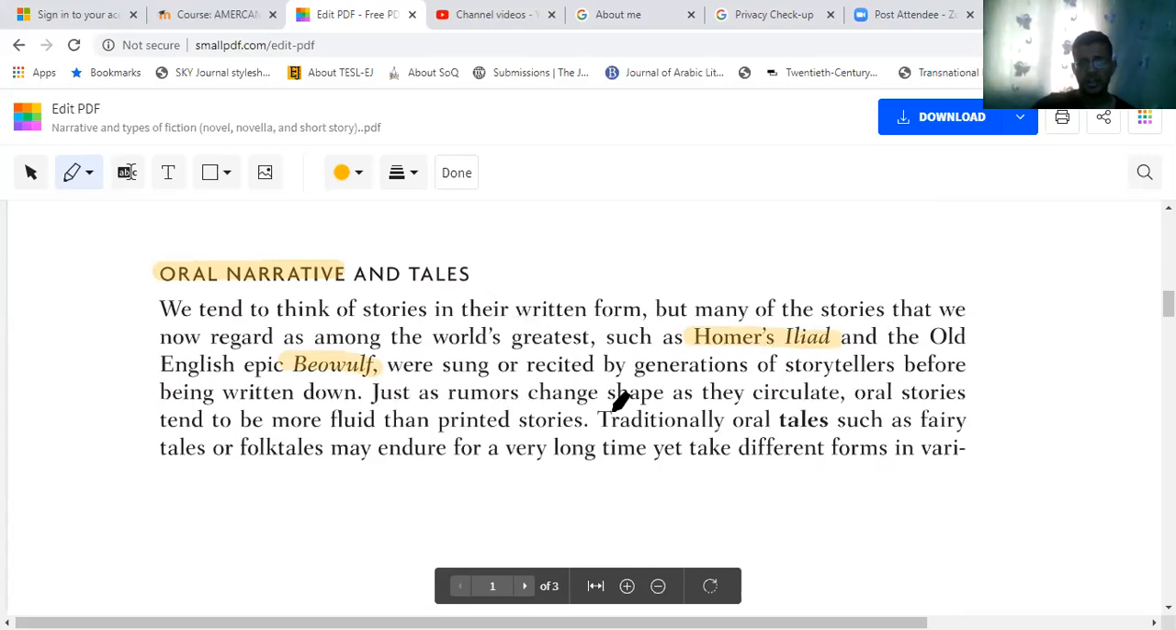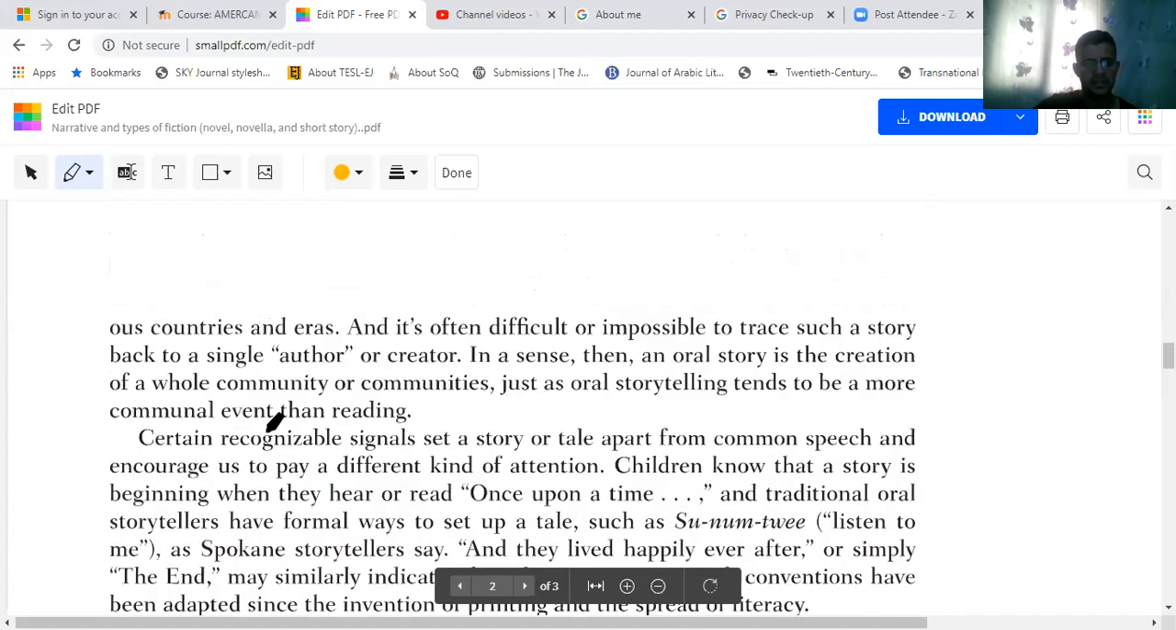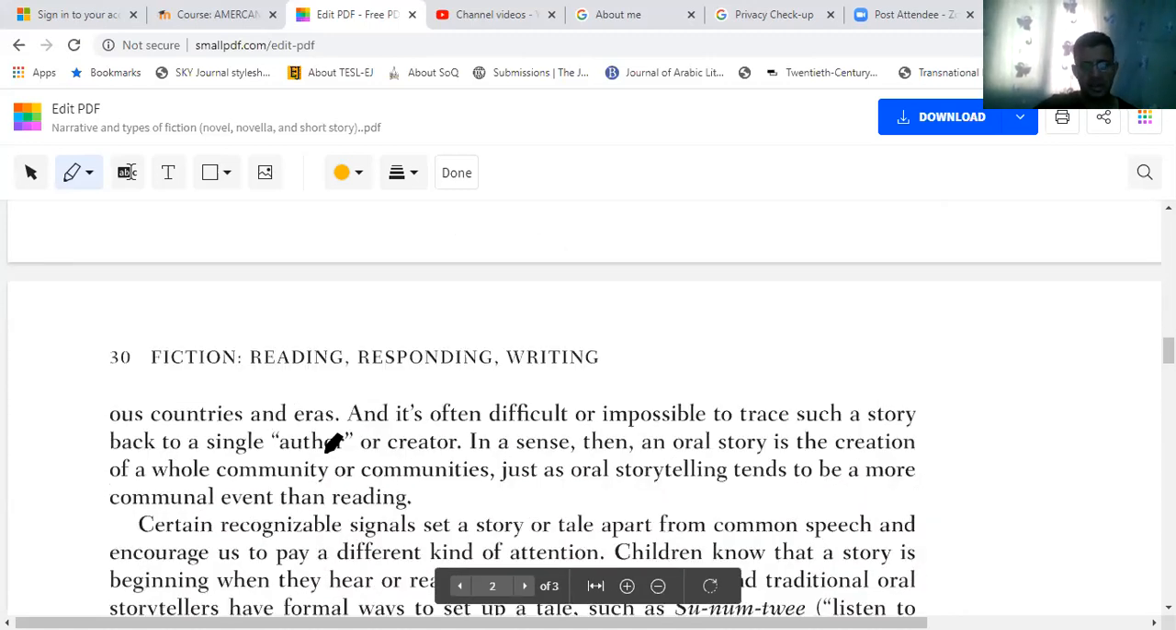Just as rumors change shape as they circulate, oral stories tend to be more fluid than printed stories. Traditionally, oral tales such as fairy tales or folk tales may endure for a very long time, yet take different forms in various countries and eras, and it is often difficult or impossible to trace such a story back to a single author or creator. So what that means is that we have oral stories that can be passed on from one generation to the next, okay?